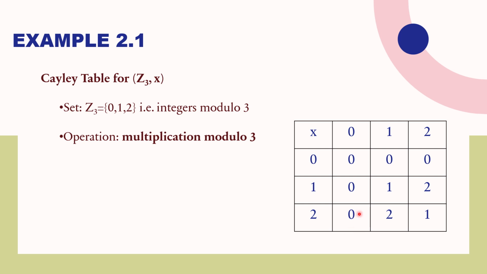Since it's not a group, we don't have to look for abelian itself, but just for the sake of an example, we see the diagonal is not the same. There is 0, 1, and 0 in the diagonal. There is no similarity. Therefore, it's not symmetric and not an abelian group.